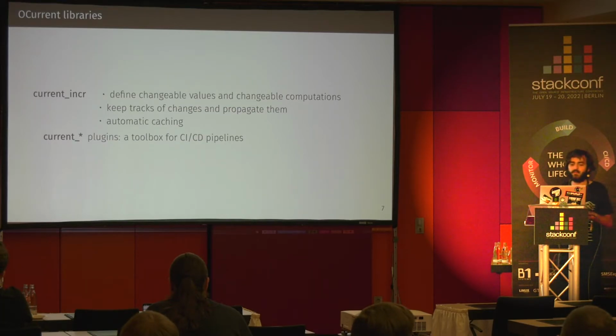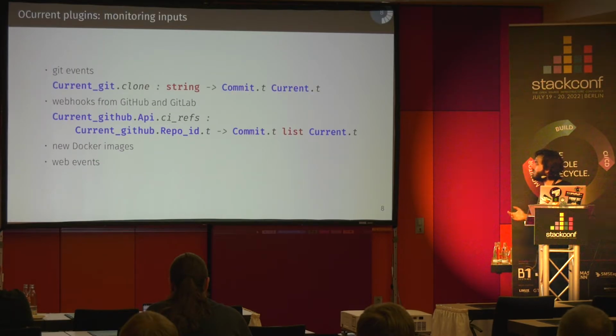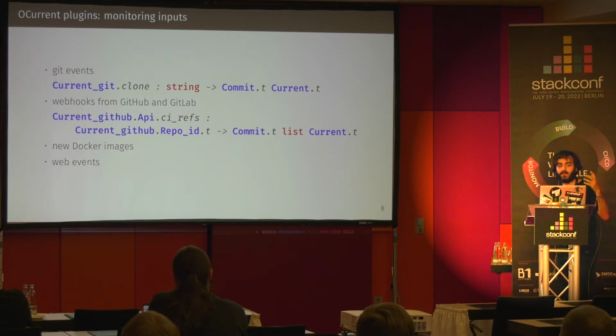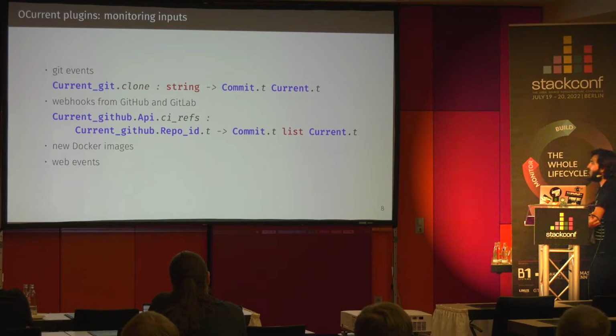So we've built a set of plugins, which is kind of a toolbox to write complex CI and CD pipelines. Among these plugins, the first ones we can think of are those that will monitor events or will be at the source of the computational graph. So for instance, Git events, as we've seen before, so a new clone of a Git repository or a change, a push, a new branch.